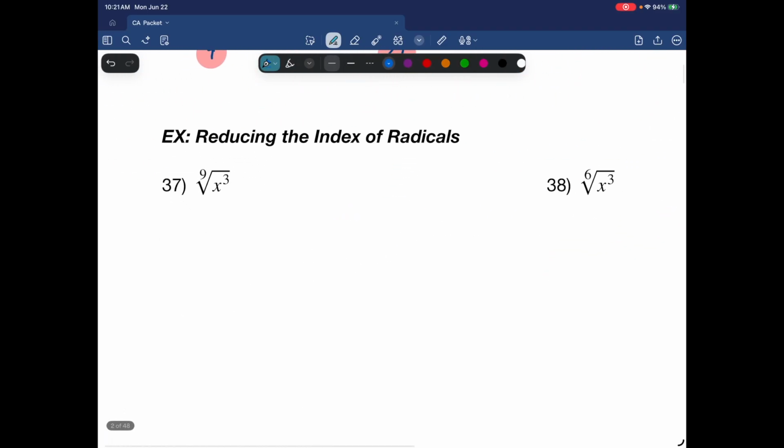All right, reducing your index. So if I were going to rewrite this, it's going to be x cubed to the 1/9, which is the same thing as x to the 3/9. Well, 3/9 can reduce, and that's going to be x to the 1/3, which just means this is the cube root of x. So the ninth root of x cubed is the same thing as the cube root of x. So this is what it means to simplify your index or reduce your index.